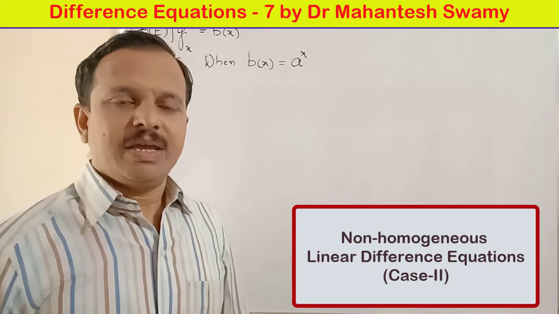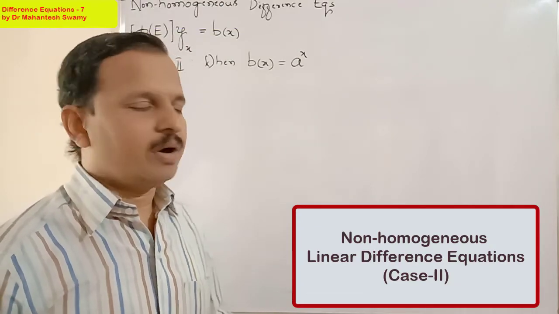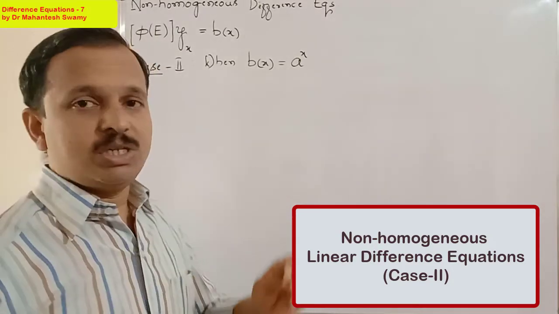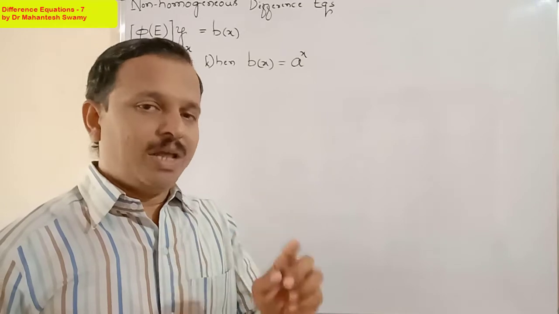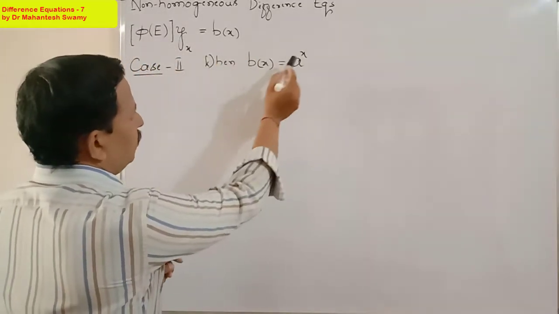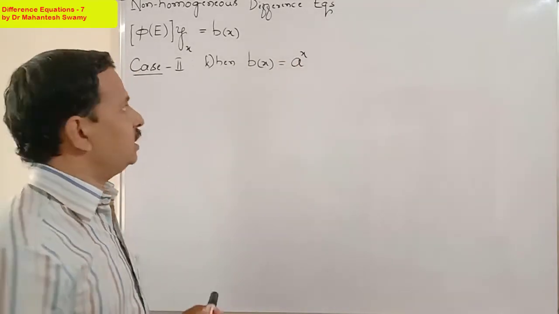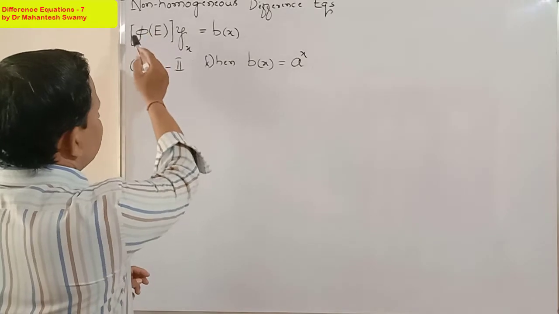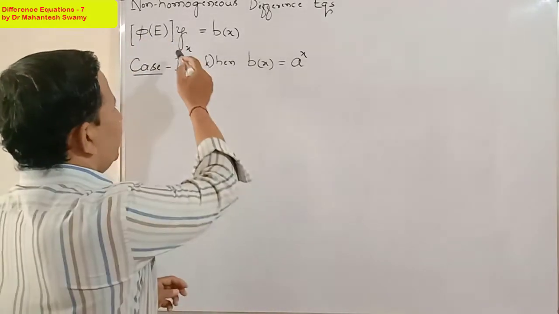Hello friends, in this video we shall discuss the method of solution of second order non-homogeneous difference equations with constant coefficients when the RHS function b of x is particularly of the form a to the power x. In the previous video we have seen that the given difference equation can be put in the form of phi of E operated on y of x.